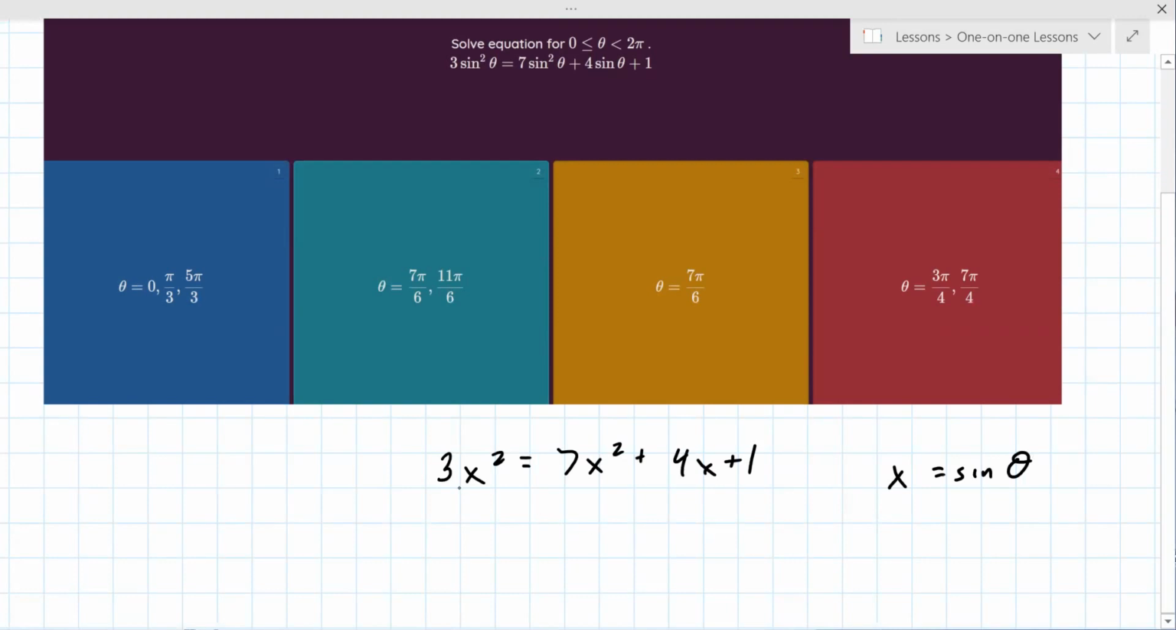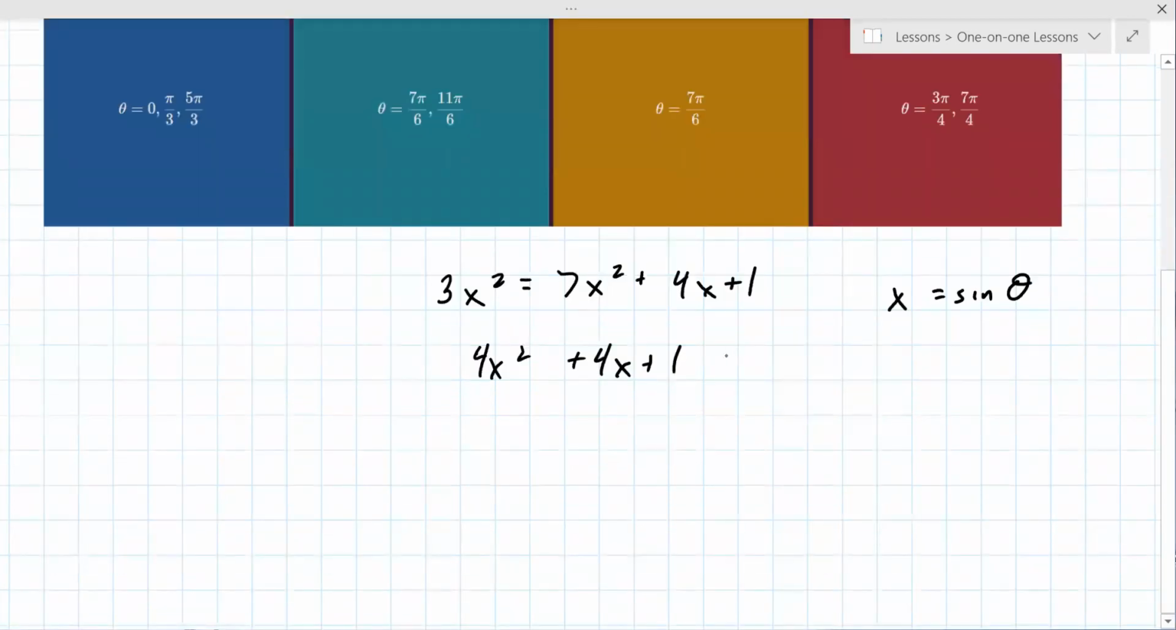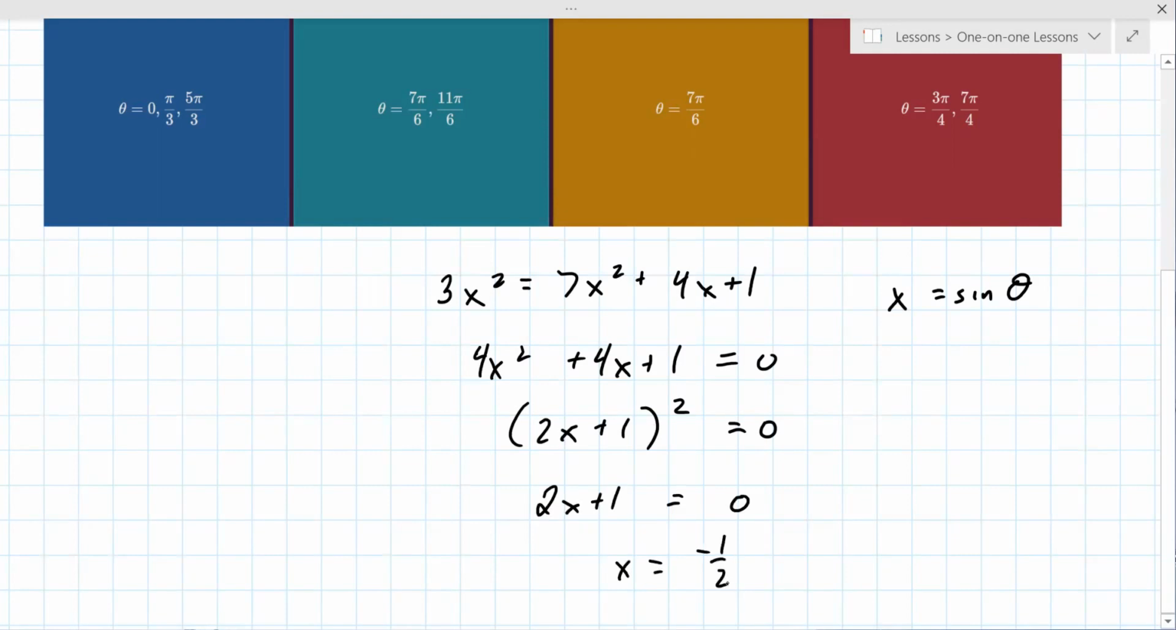Yeah, so I'm going to move this 3x squared over. So it's 4x squared plus 4x plus 1 equals 0. And then you factor this and you get 2x plus 1 squared equals 0. I know I'm skipping some steps, but that's okay. So then you square root both sides and you get 2x plus 1 equals 0, x equals minus 1/2. But you're not solving for x, you're solving for sine theta.